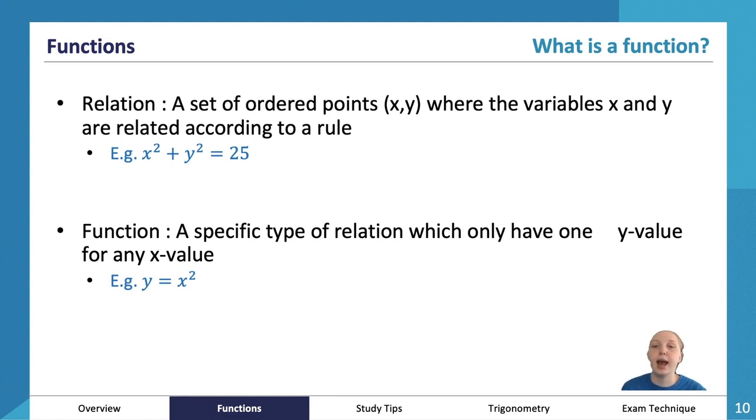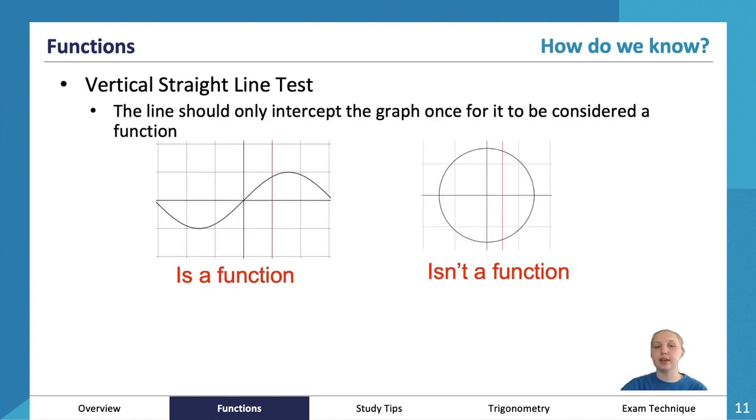Okay? And the defining feature is that every x only has one y. So a function is always going to be a relation, but relations are not always functions. Okay, anyway, little side note there, we've got the vertical straight line test, and this is how you can tell whether something is a function or not.